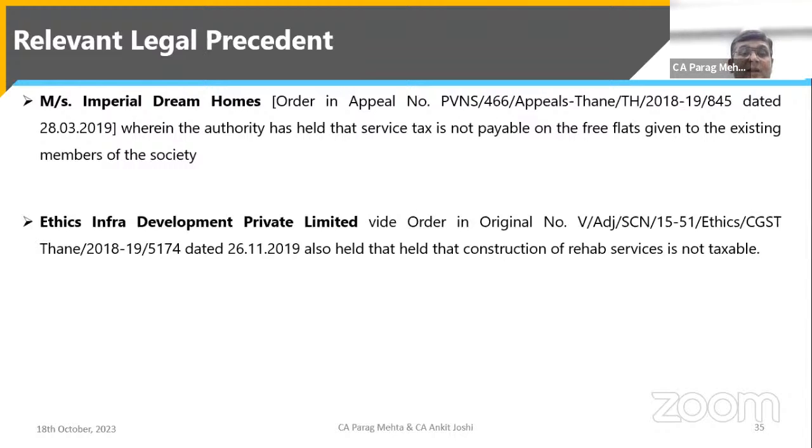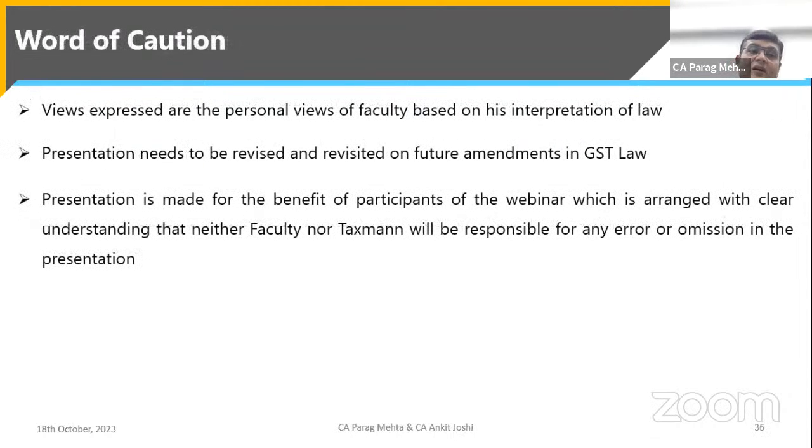Ethic Infra Development Private Limited. Again, it has been held that construction of rehab service is not taxable. So these were some of the legal precedents of the erstwhile service tax law, which may have some bearing under the present GST regime. But again, I would repeat, the entire industry is waiting for the outcome of, first, the Supreme Court in the case of Vasanta Green, and second, one or two writ petitions challenging the GST on development rights and challenging the GST on free area allotted to landowners, etc.